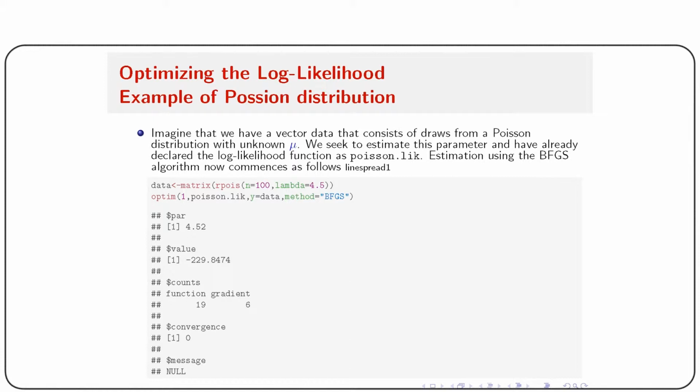Increase the sample size, you will get higher accuracy. The log likelihood value is minus 1.85, the counts are function 20 and gradient 6, the convergence is 0, and message is NULL. So these are the outputs of the optim function. The estimate would be given.